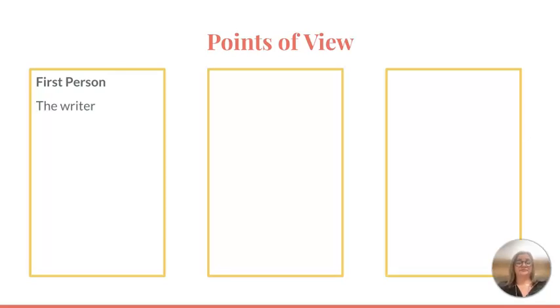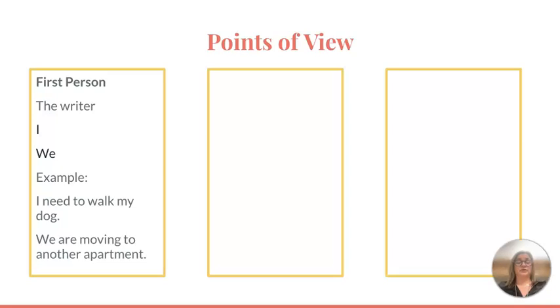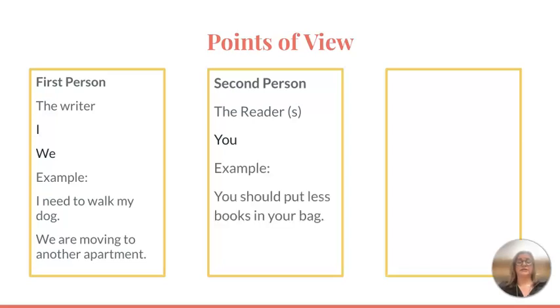First person is coming from the writer's point of view, and you'll hear words like I or we. So an example of this is I need to walk my dog, or we are moving to another apartment. That is in first person. Second person is from the viewpoint of the readers, and you'll hear you said a lot. An example of this is you should put less books in your bag.